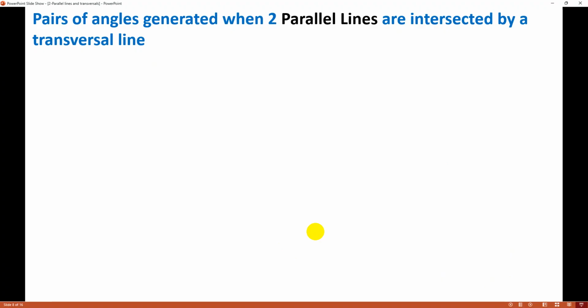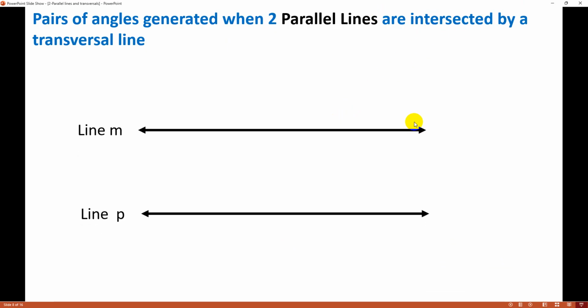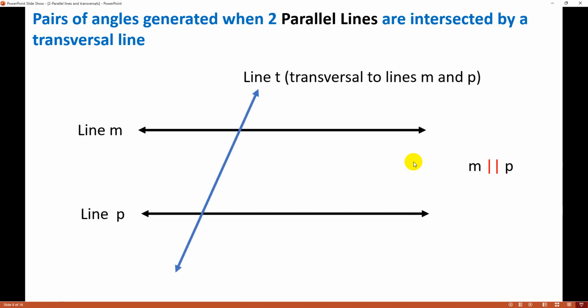Now let's analyze pairs of angles generated when two parallel lines are intersected by a transversal line. Right here we have two lines that are parallel to each other, M and P. Now we draw a transversal line, line T. A transversal line is a line that intersects the two parallel lines.